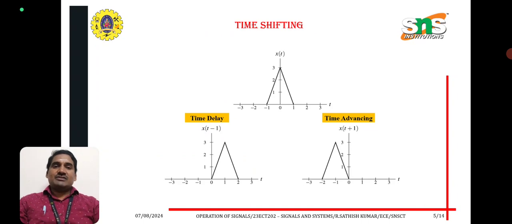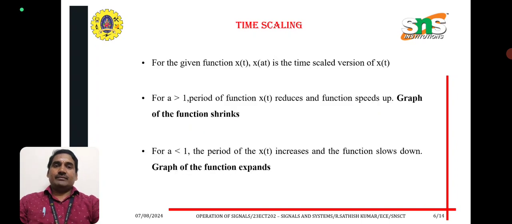This is the time shifting of x of t for the given function, which is represented from minus 1 to plus 1. It has an amplitude of 3. The signal delayed by 1 unit goes from 0 to 2. Time advancing means it is advanced by 1 unit, therefore 0 to minus 2. Plus indicates advancing, minus indicates delay.